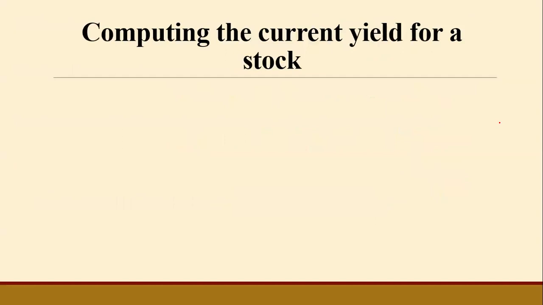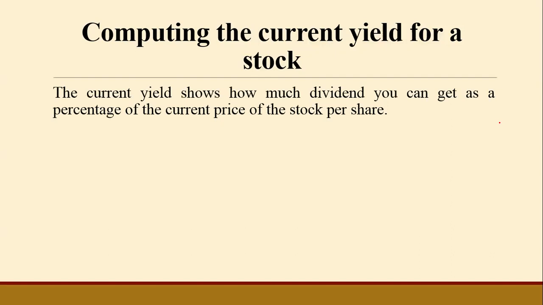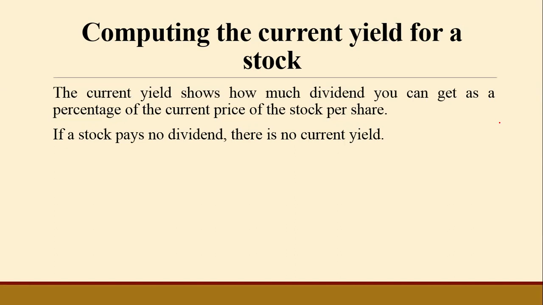Okay, computing the current yield for a stock. To measure how much you have earned on a stock as compared with other investments is by computing the current yield. The current yield is a way of determining the current value of a stock. It shows how much dividend you can get as a percentage of the current price of the stock per share. If a stock pays no dividend, there is no current yield.